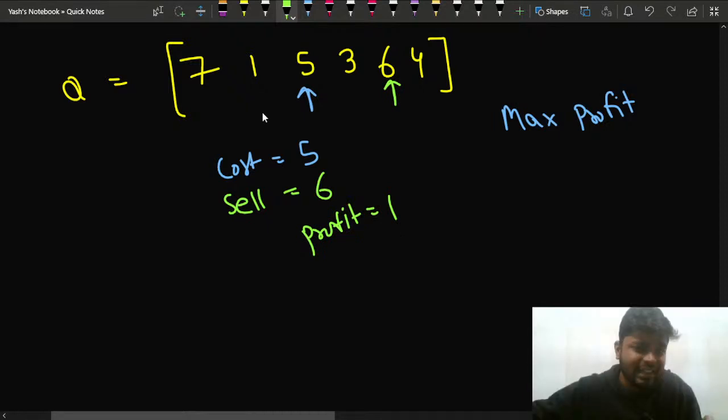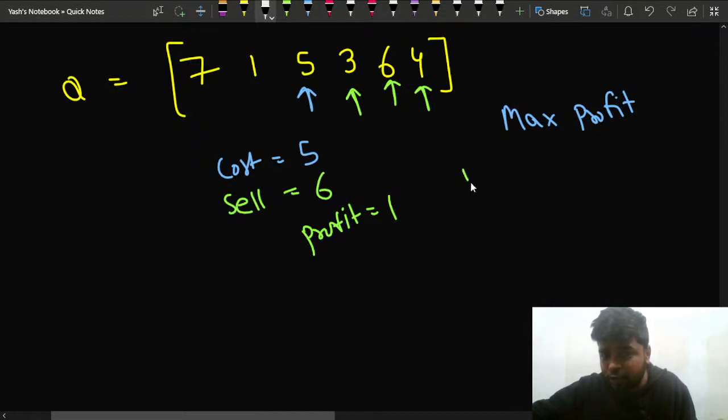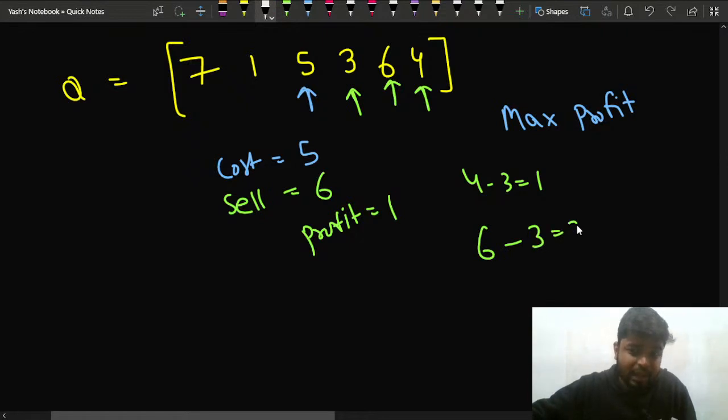Now suppose I was buying it at the cost of 3 and selling it at 4, then how much profit would I have got? 4 minus 3 is equal to 1. Suppose I was buying it at 3 and selling it at 6, then I will get the profit 3. So there could be a lot of combinations, right?